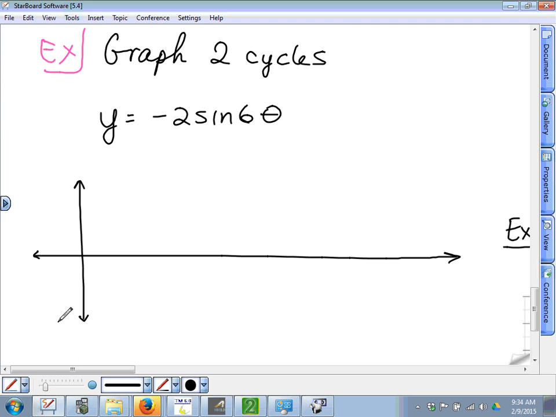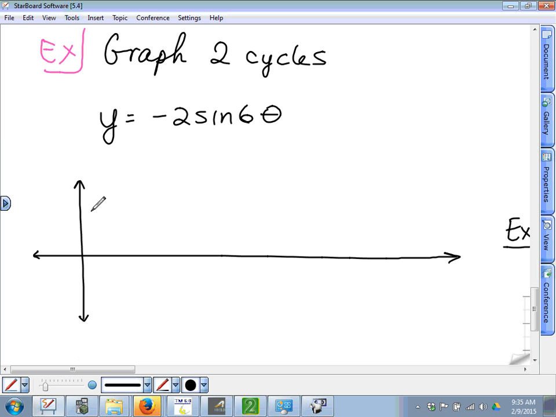Okay, I'm gonna say something and then I'm gonna ask a question and hopefully you're gonna be able to answer the question correctly. An amplitude is a distance. It's half the distance between the highest and lowest point. So now I'm going to ask you, for this particular function, what's the amplitude?